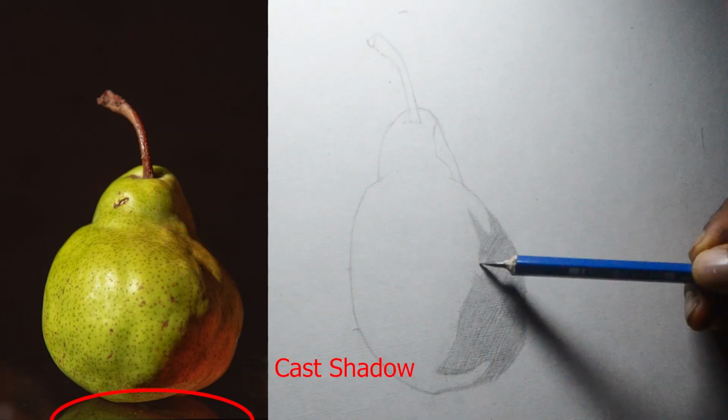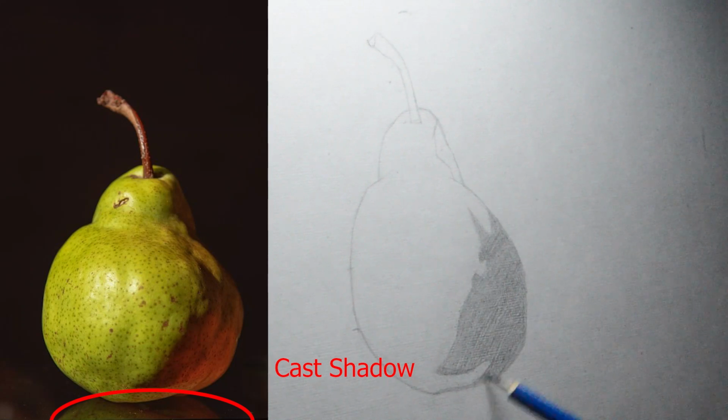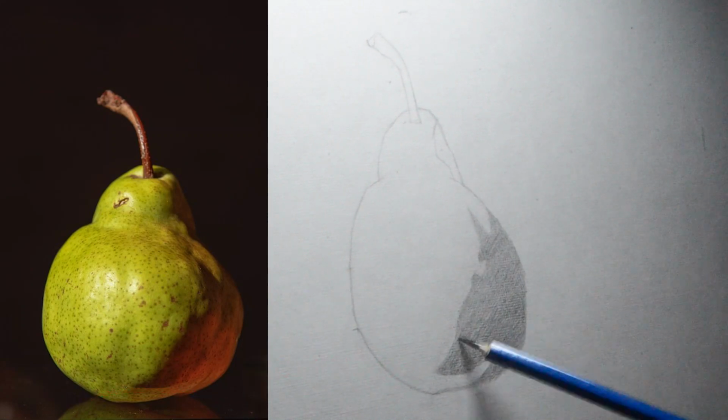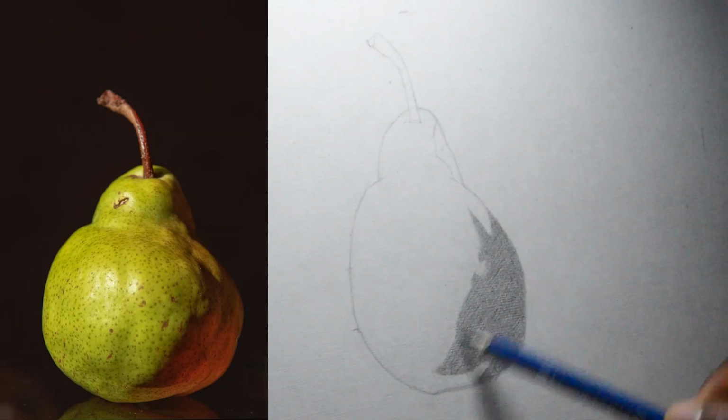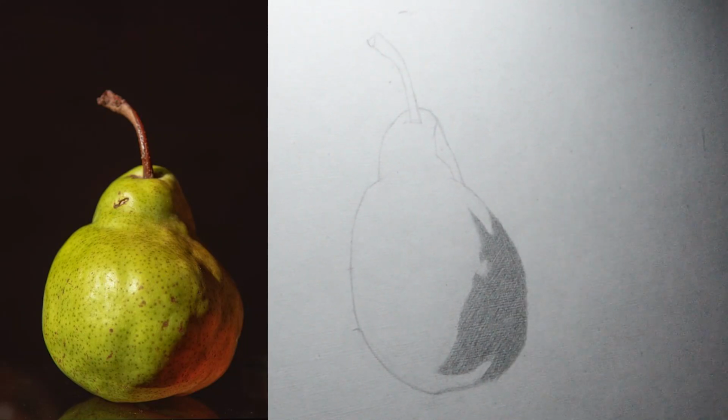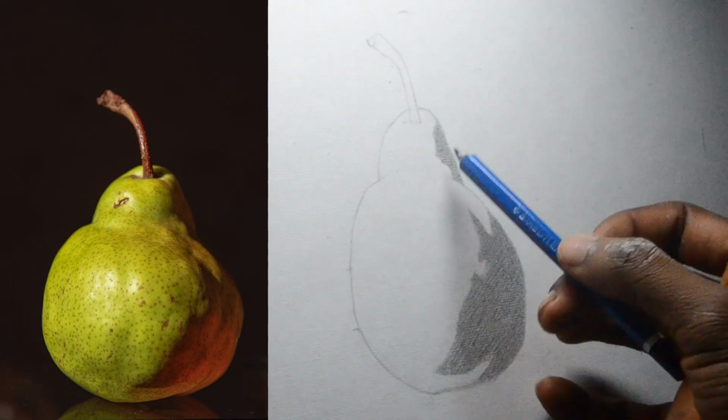The cast shadow, on the other hand, is the shadow cast by the form of the pear on the surface that it's resting on. The farther the cast shadow edge from the form that is casting it, the softer the shadow edge will be. This phenomenon is not as apparent in this particular photograph, but it is something to look out for in general.